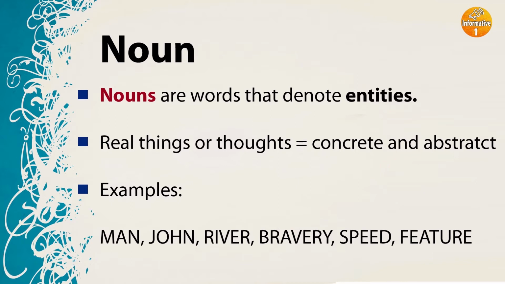Nouns, by definition, are basically words that are used to denote entities. It could be any entity, it could be a real object, or it could be a thought or an idea or an abstract concept. So that is basically the definition. A noun is there to denote entities. All right. Man, John, river, bravery, speed, feature, these would be the examples of nouns.